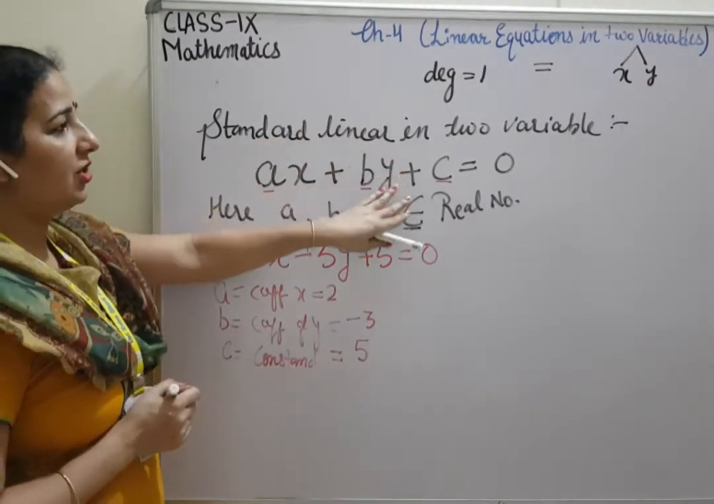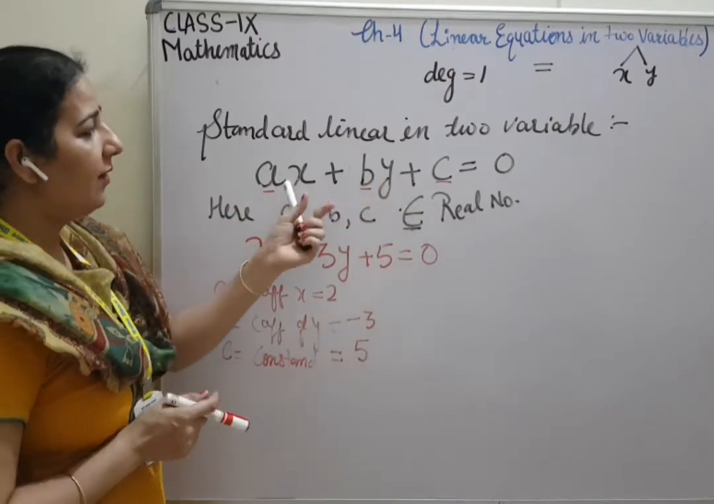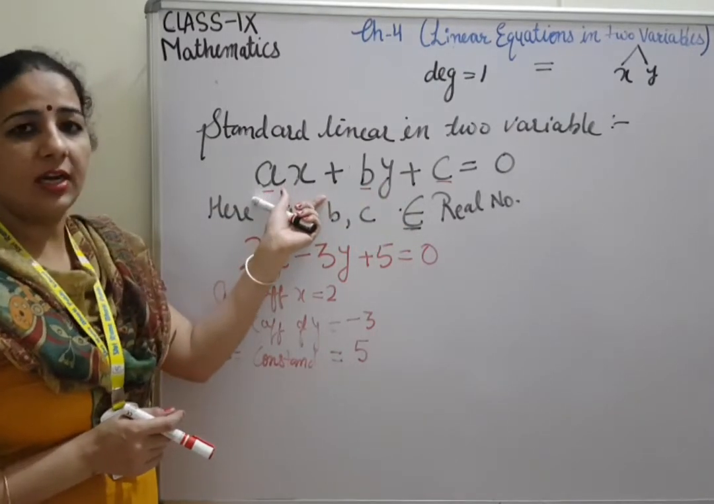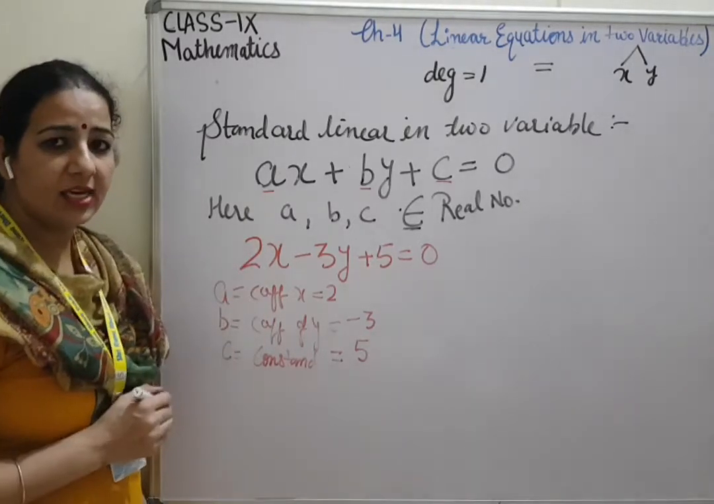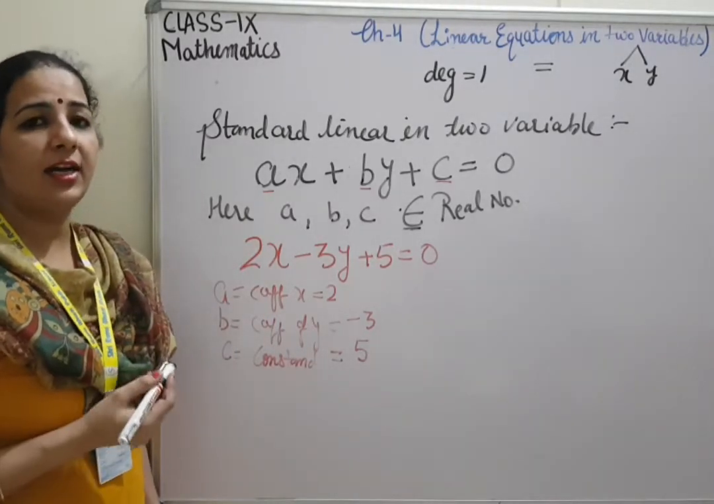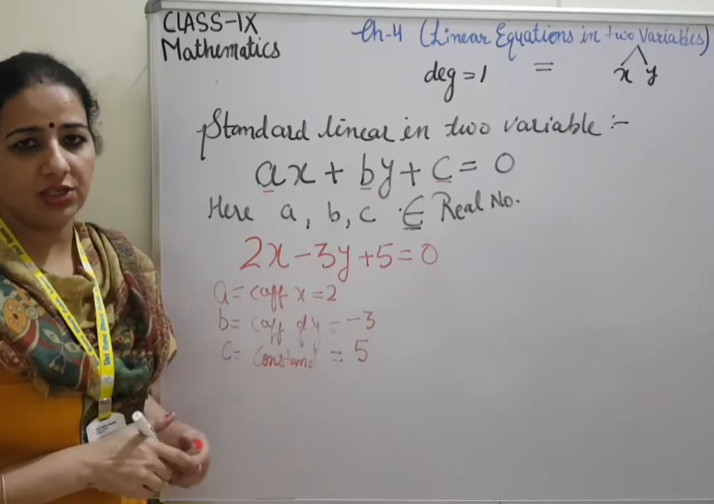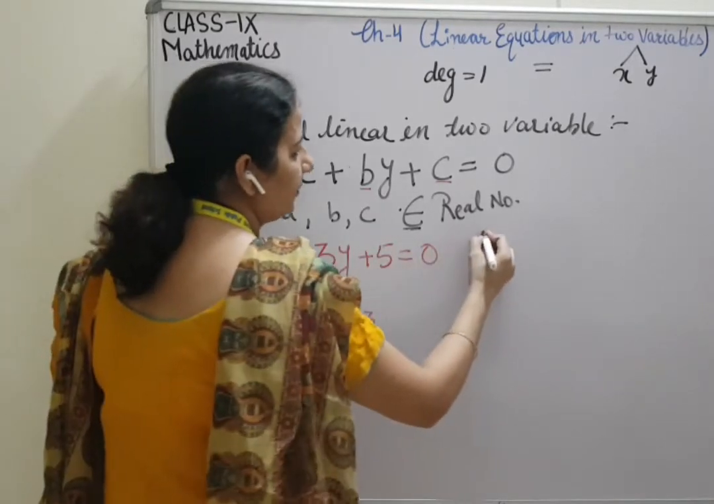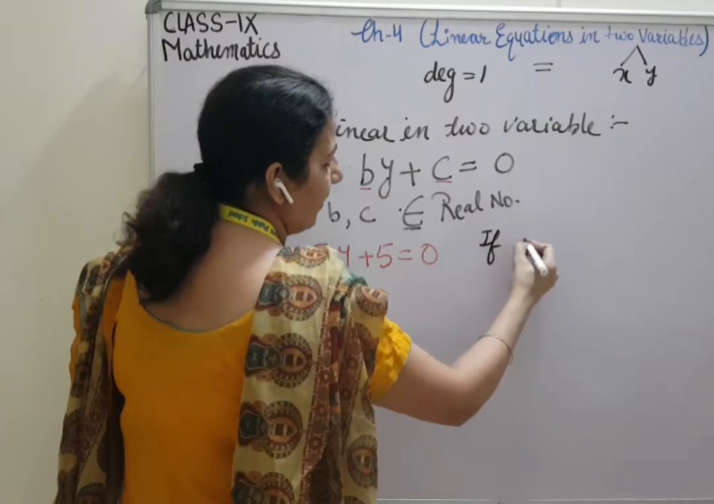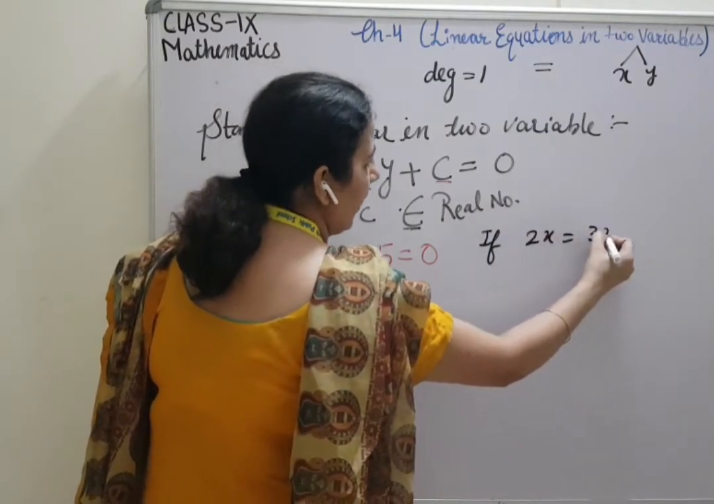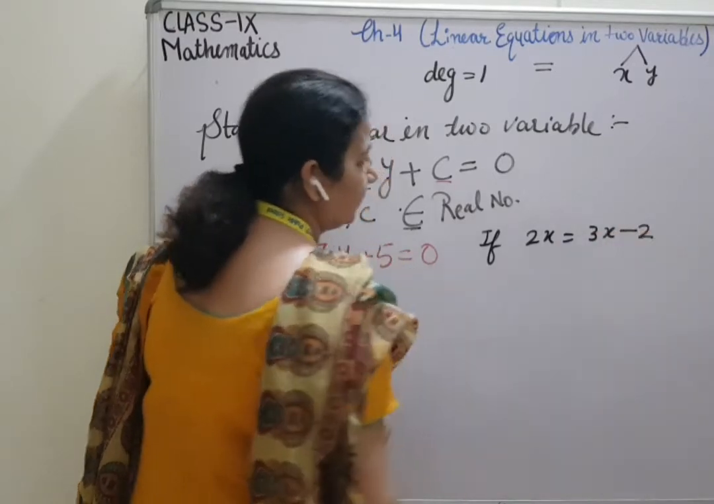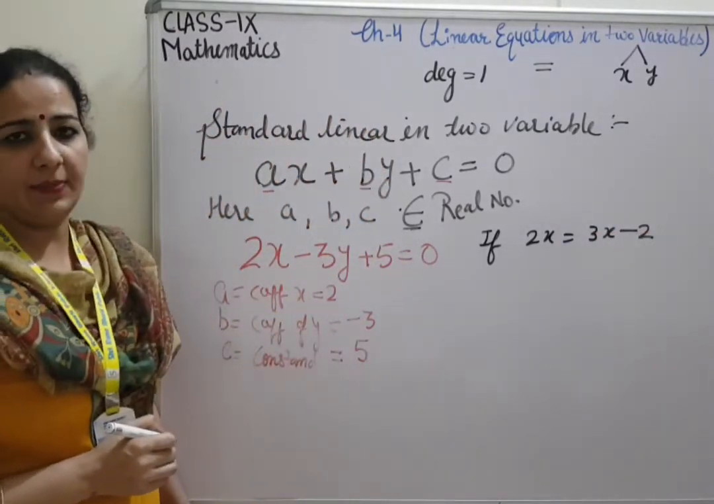For linear equations in one or two variables, we can also plot the graphs, and we can calculate the values of a, b, c, and even calculate the solutions of these linear equations. If they give you one example like 2x is equal to 3y minus 2, now find the values of a, b and c.